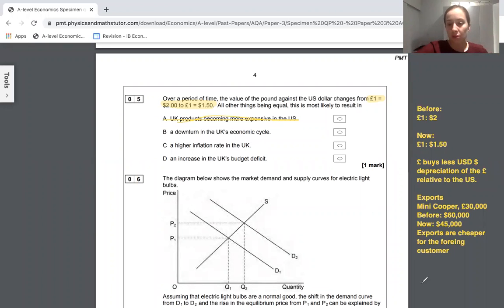Because exports are cheaper, you should sell more exports, and this should help increase your AD. So it's actually going to help you recover from an economic cycle, so it should increase your level of output. So that's the wrong way around too. And if you increase your AD, you should have demand pull inflation. So C looks like a possibility.